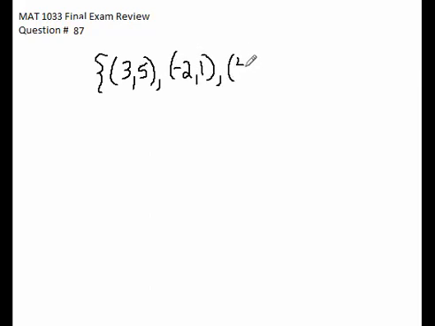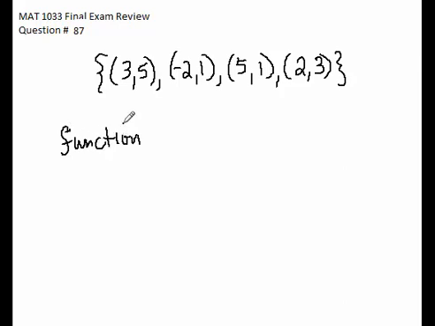MAT1033 Final Exam Review Question 87. You're supposed to determine if this relation is a function and then find the domain and range. You're given a set of ordered pairs: (3, 5), (-2, 1), (5, 1), and (2, 3). So you want to know, is this a function?